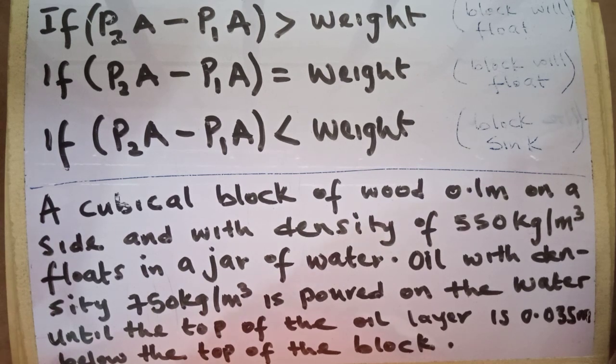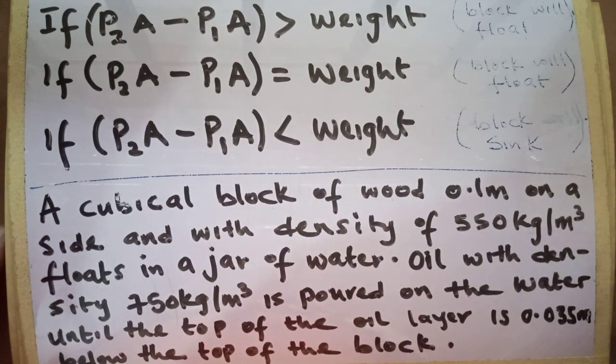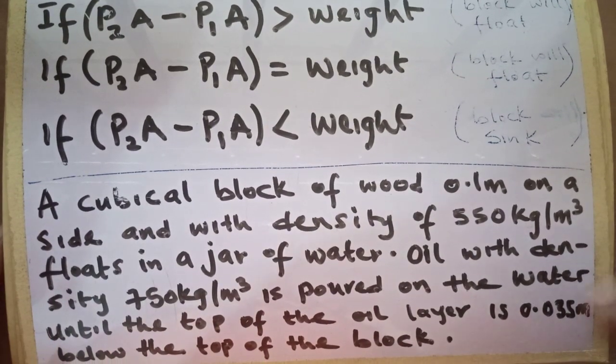The buoyant force is also known as upthrust. So let's quickly look at a problem that employs the idea of buoyancy. A cubical block of wood, 0.1 meter on a side and with density of 550 kilogram per meter cube, floats in a jar of water. Oil with density 750 kg per meter cube is poured on the water until the top of the oil layer is 0.035 meters below the top of the block.